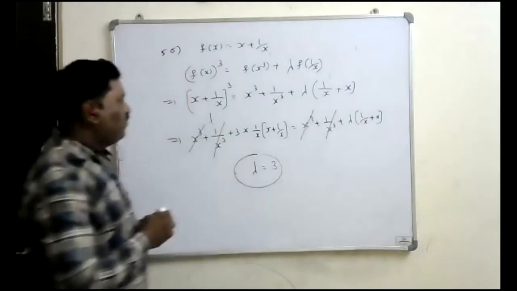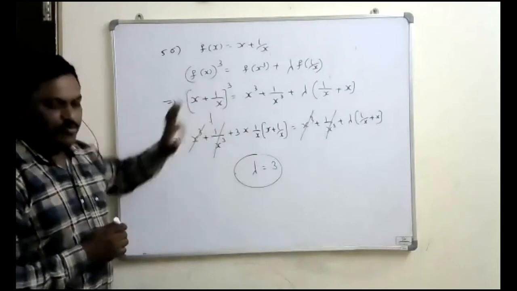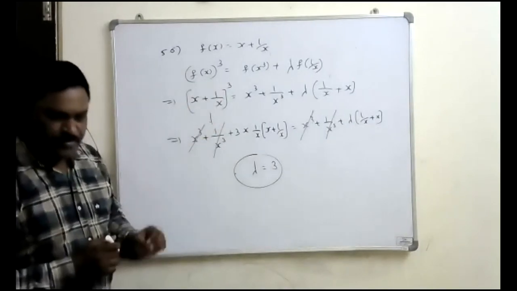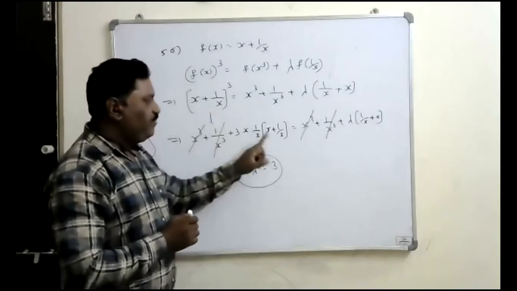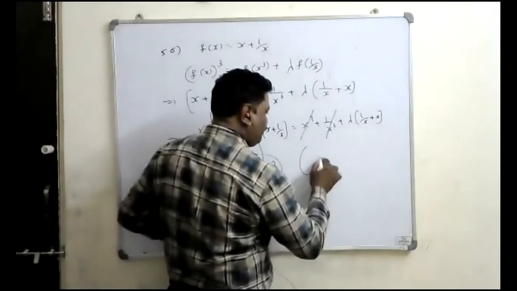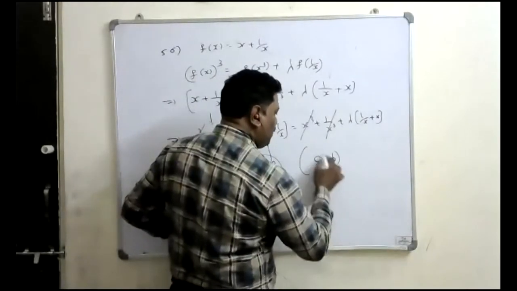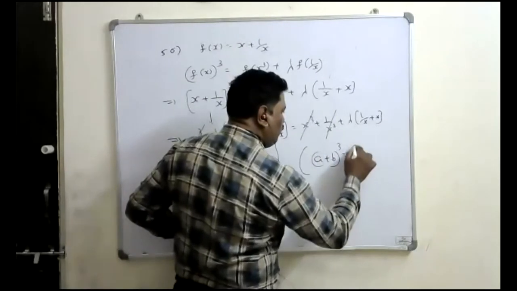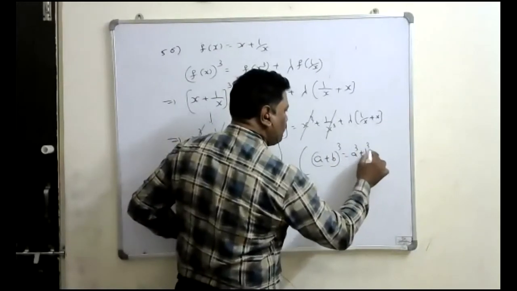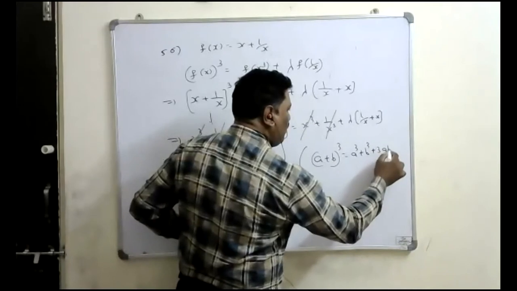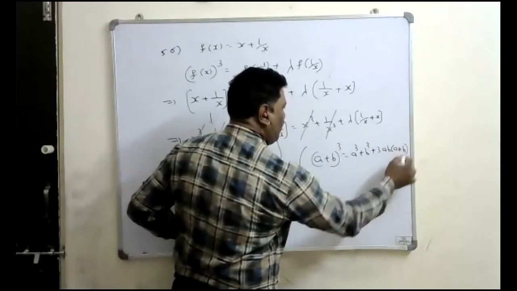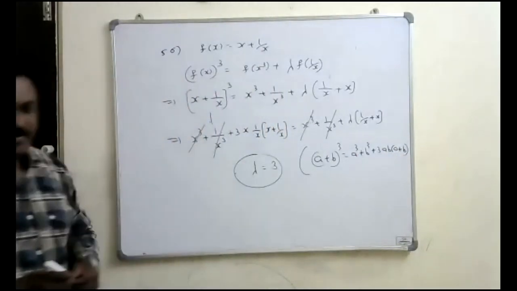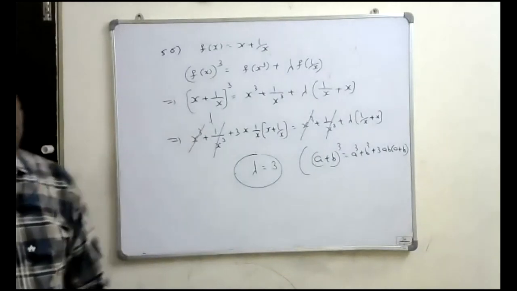This is the answer. Understand? So this is the formula you have to remember. (a plus b) whole cube is a cube plus b cube plus 3ab into (a plus b). That is the formula we have applied. Then directly you can find the value of lambda.